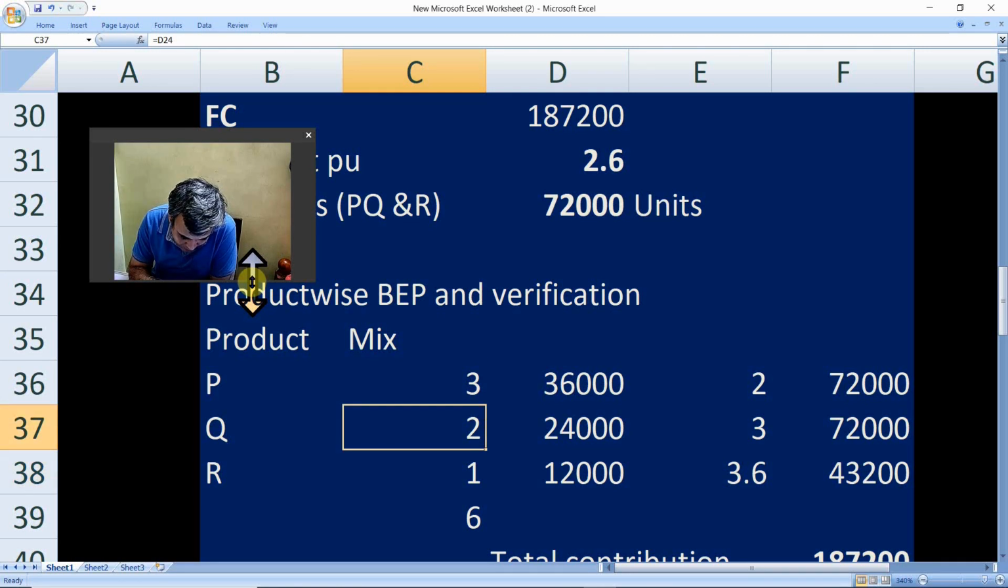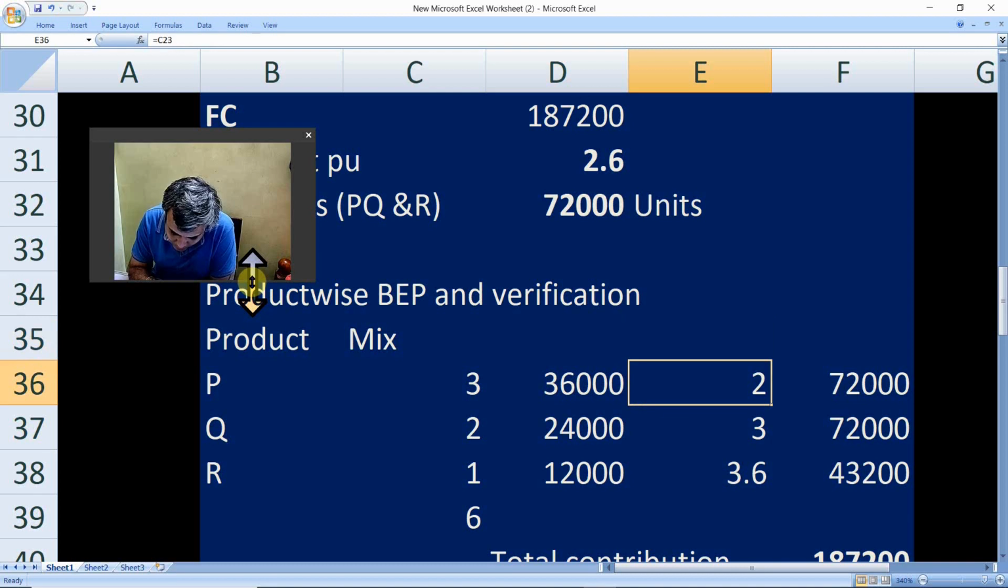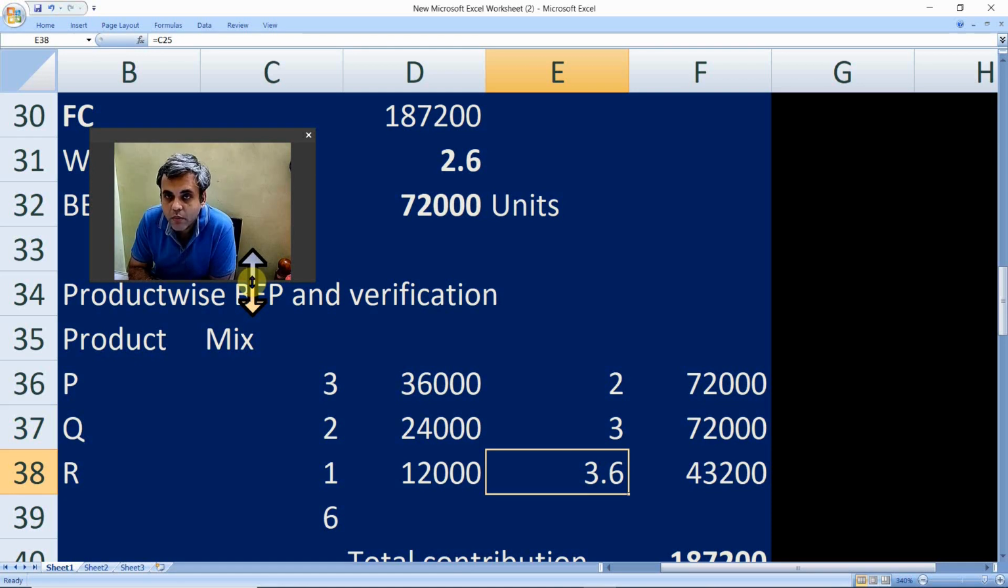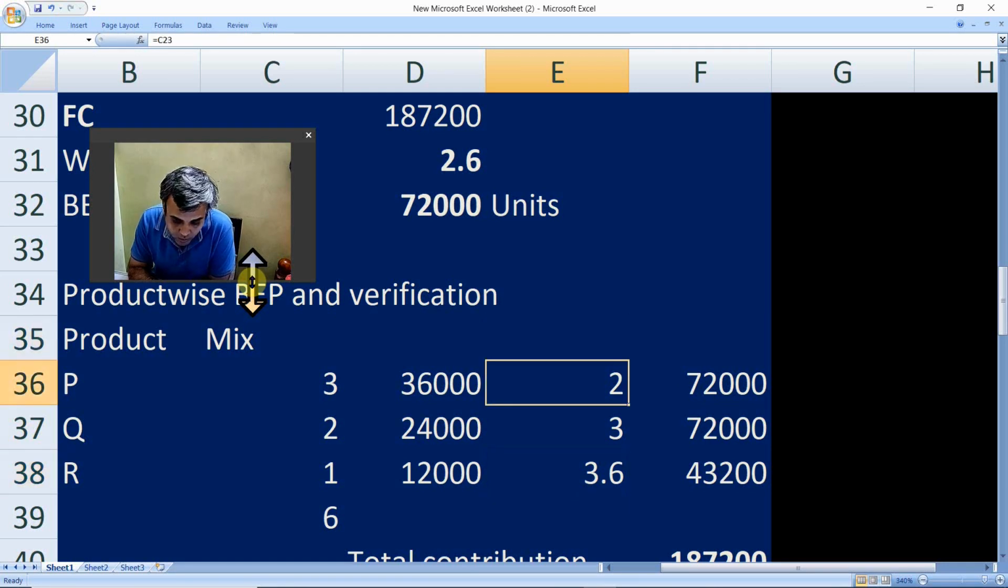This is 72,000 into 2 by 6, 24,000. 72,000 into 1 by 6, 72,000 by 6 is 12,000. So I have marked that. Then I have multiplied with the contribution that we calculated. This is 6 minus 4, 2. This is 15 minus 12, 3. This is 9 minus 5.4, 3.6. Do you remember the flashback? The old numbers, the first calculation that we did. We know SP minus VC is contribution. Respective SP minus VC is what I have executed there.